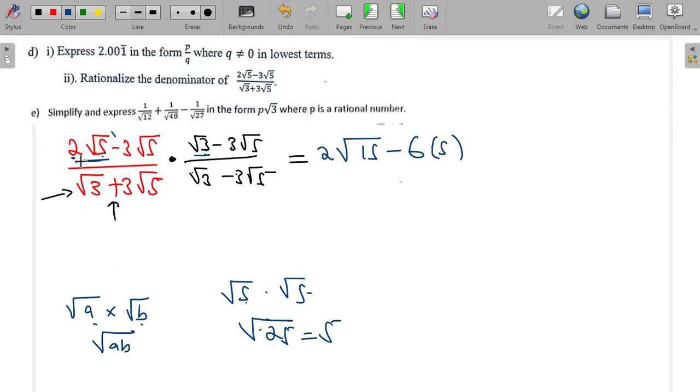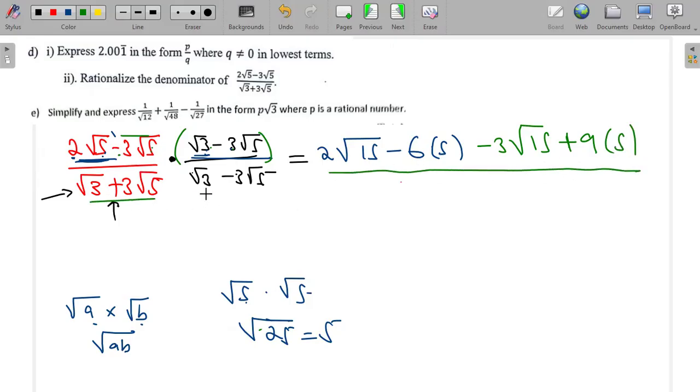And then now I've finished multiplying this with everything that I have here. Now I multiply this part with everything that I have there. So it will be minus 3 root of 5 multiplied by root of 3. I get minus 3 root of 15, because 5 and 3. And then minus 3 root of 5 multiplied by minus 3 root of 5, I get plus 9 from the minus 3 and minus 3. And then from the root of 5 and the root of 5, I get 5. Okay, and then divided by.